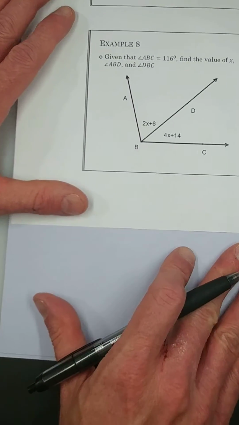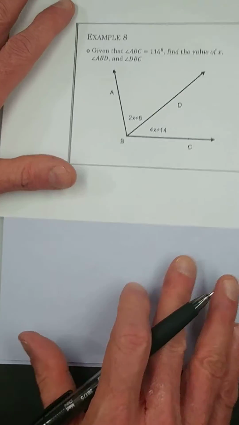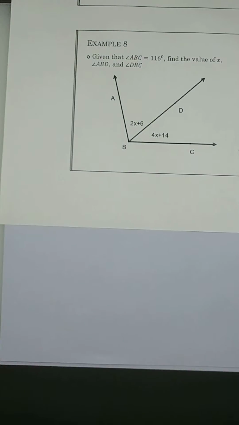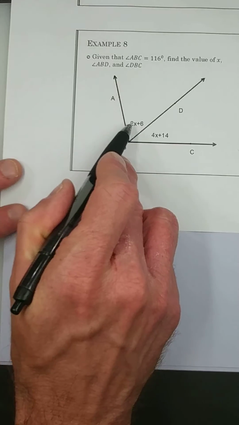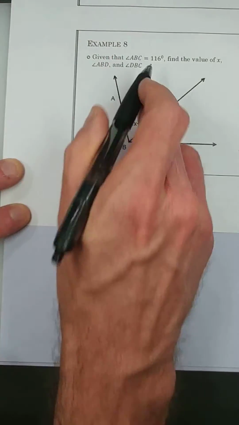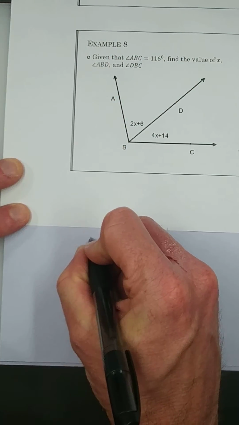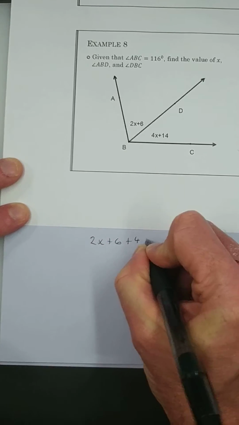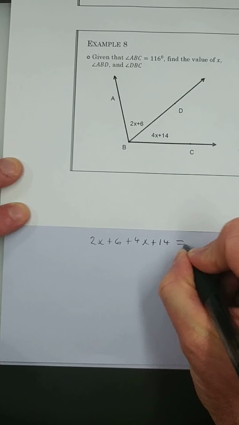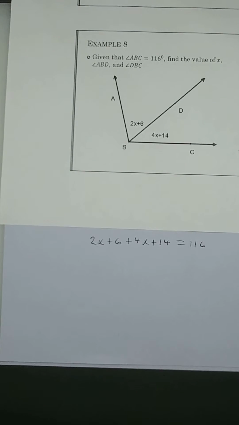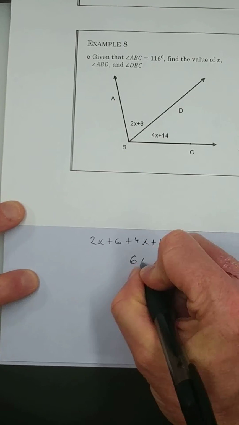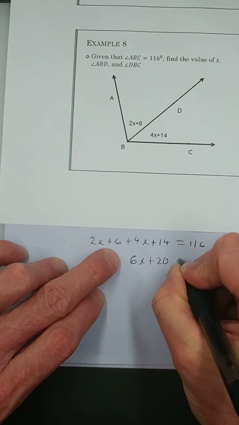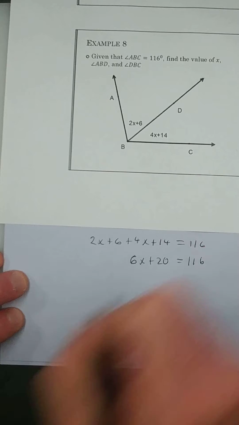So, let's set up the equation first. So the sum of these two angles should be 116, the measure of ABC. So this will be 2X plus 6 plus 4X plus 14 is 116. And that's my equation. And then 6X plus 20, if we combine like terms, gives me 116.